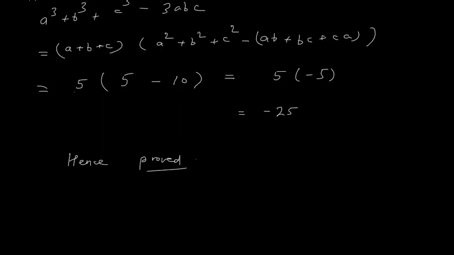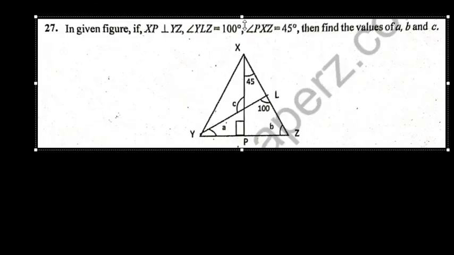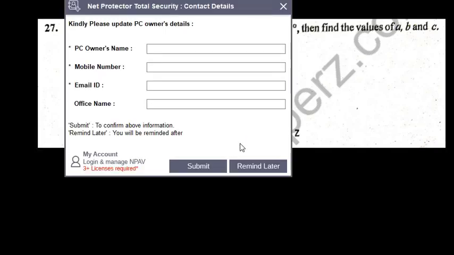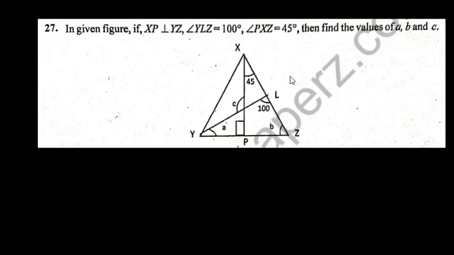Okay, now let us see the next part. Question number 27. In the given figure, if XP is perpendicular to YZ, angle YLZ is 100 degrees, angle PXZ is 45 degrees, then find the value of a, b and c.